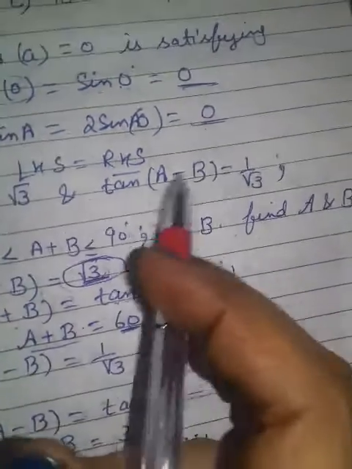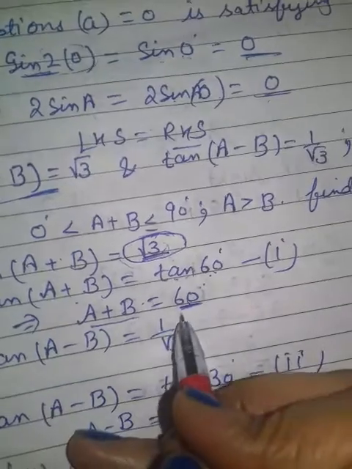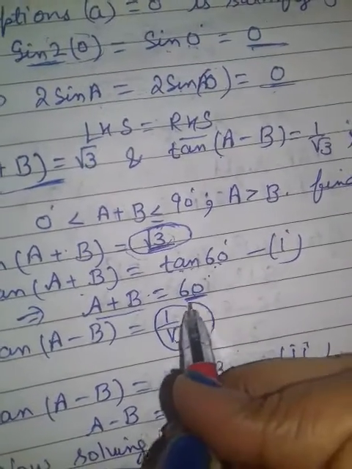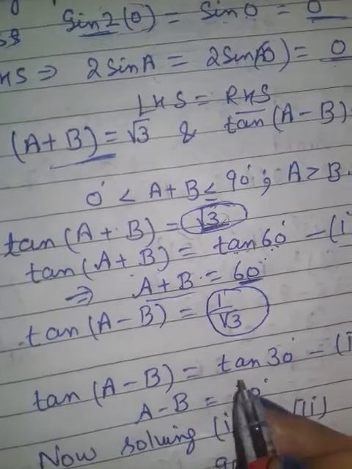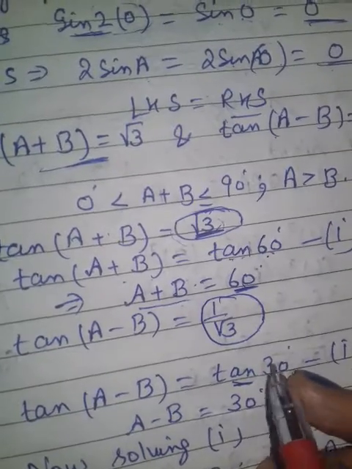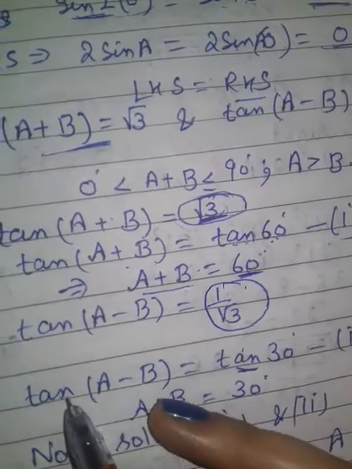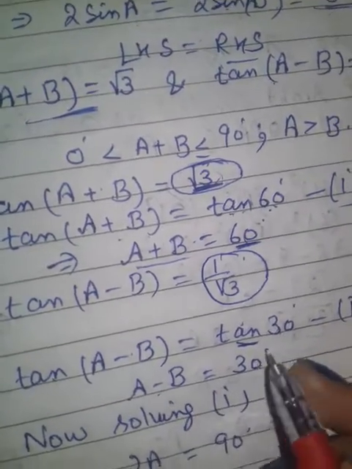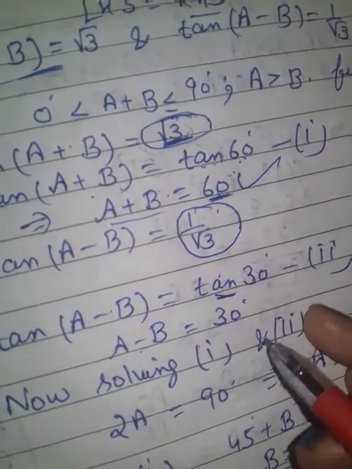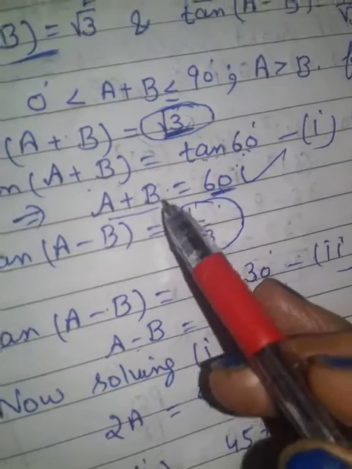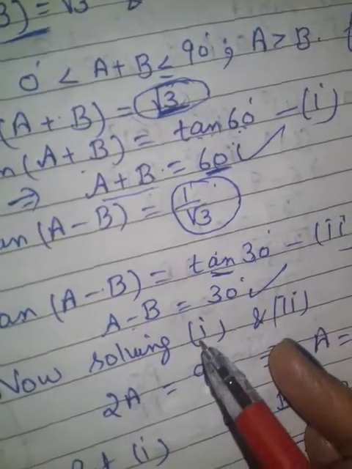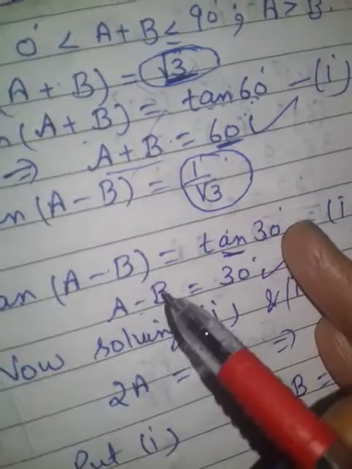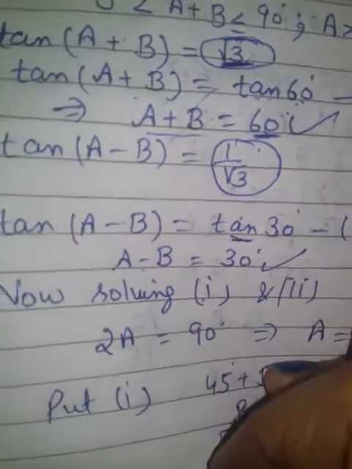Then in the second equation, I have taken 1 by root 3 and seen the value of which tan it is. Tan 30 is 1 by root 3. Tan you will not cancel, but you will see that only this one you will write. Now you will get these two equations. Whenever you solve the first and second equation, plus and minus will be subtracted.